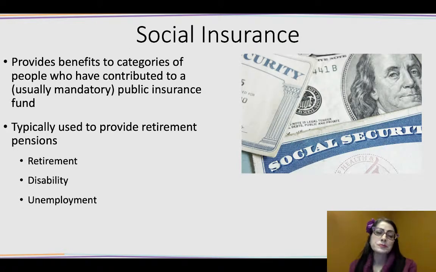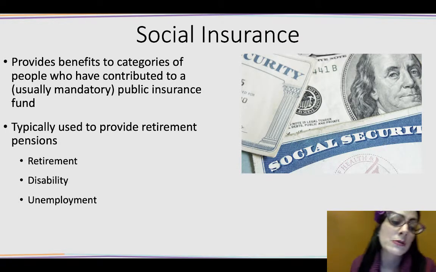Social insurance provides benefits to categories of people who have contributed to a usually mandatory public insurance fund, typically used to provide retirement pensions. So again, that's retirement, disability, unemployment. We have that here in the United States. That was instituted through FDR's reforms. They have that in most other countries. You'll get pensions upon retirement.